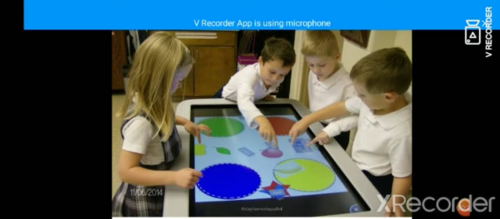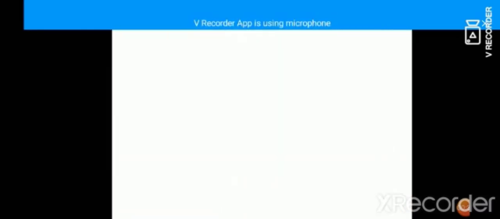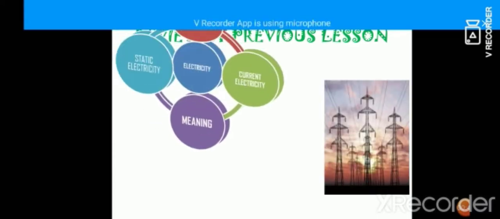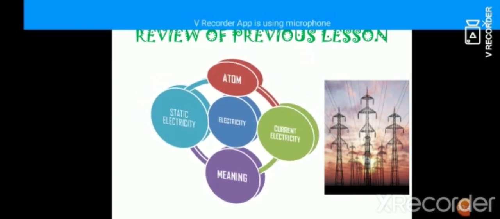Okay, so today we want to go through another topic. But before we do that, let's take a review of what we discussed in the last class. In the last class, we discussed electricity, if you can remember very well. And those key areas we looked at were the meaning of electricity. We looked at static electricity.